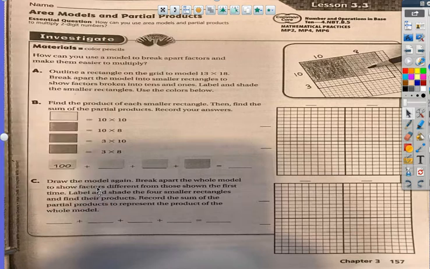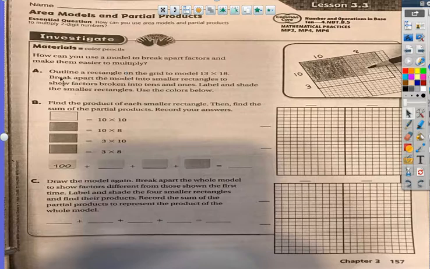Hey guys, this is lesson 3.3, area models and partial products. Our essential question is, how can you use area models and partial products to multiply two-digit numbers? So you might need some colored pencils for this one. How can you use a model to break apart factors and make them easier to multiply?